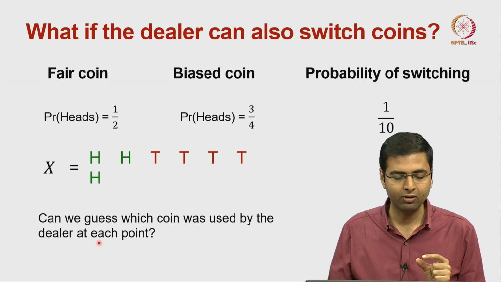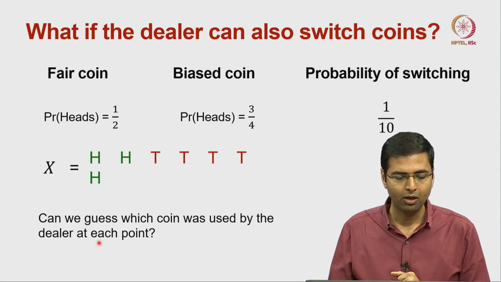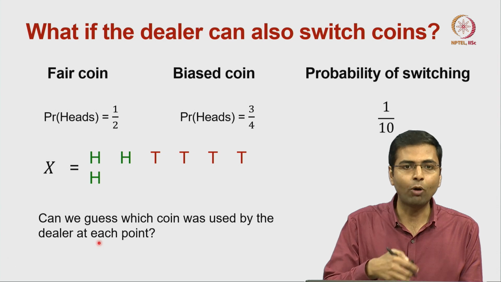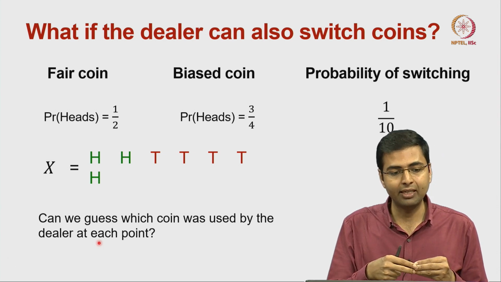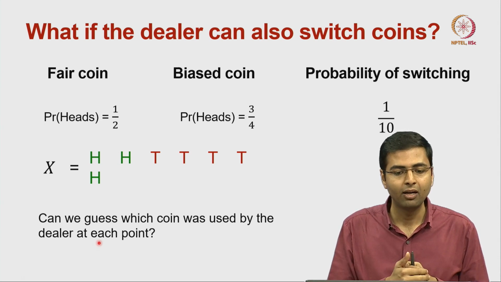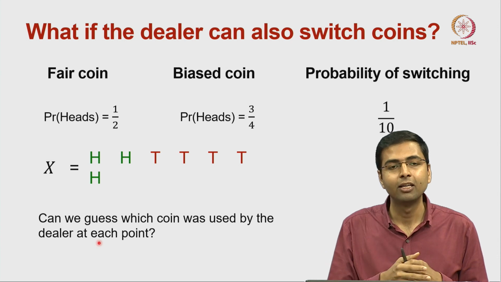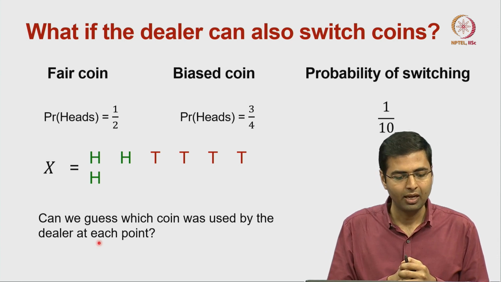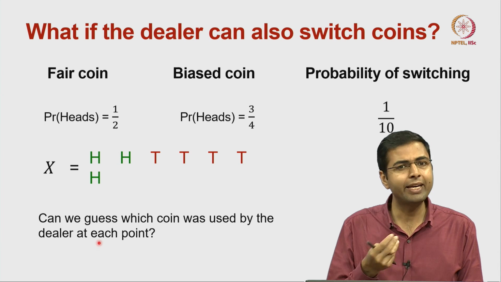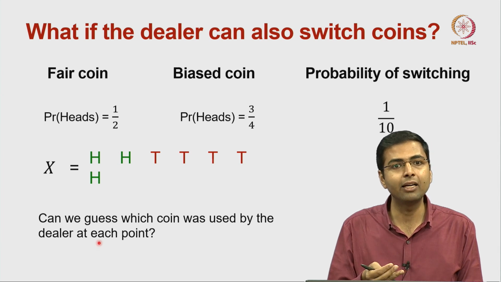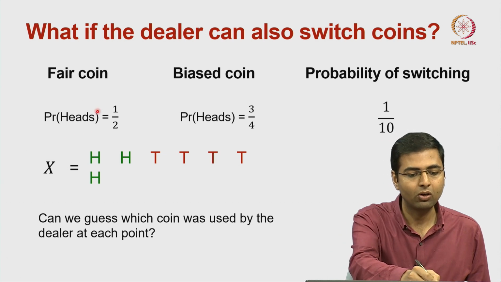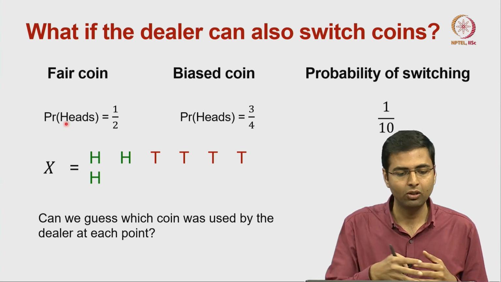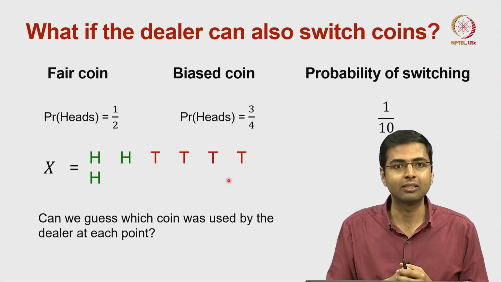This is not a trivial question, it requires a little more thought, but observe that now there are many possibilities that we have to consider. There are many possible sequences, that is, maybe the dealer started with a fair coin, maybe in the middle they switched to a biased coin, and later they again switched to a fair coin. So, the question is, how do we guess which coin was used by the dealer, or what is the most likely sequence of choices of the coin that the dealer would have used to generate this sequence.